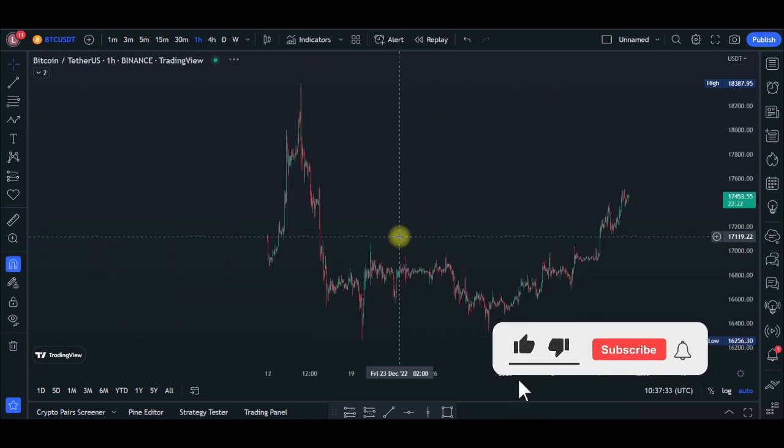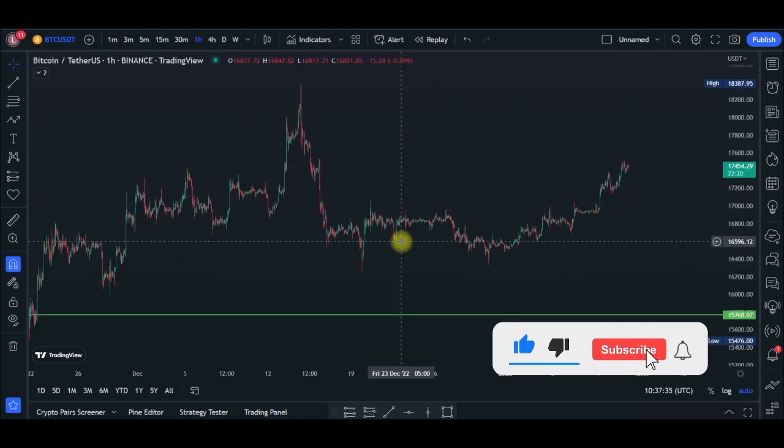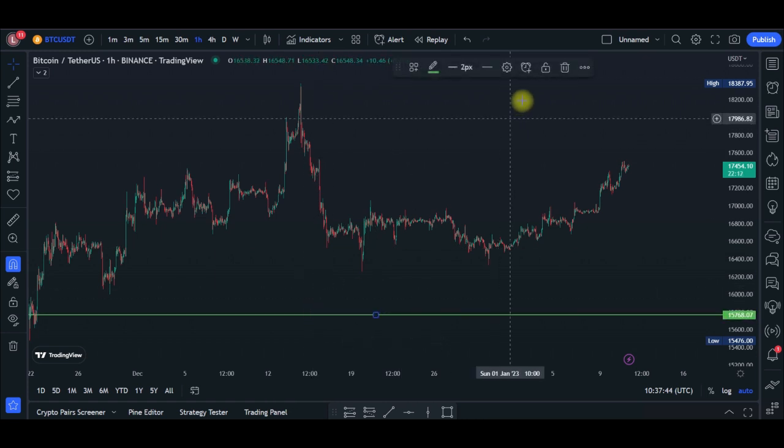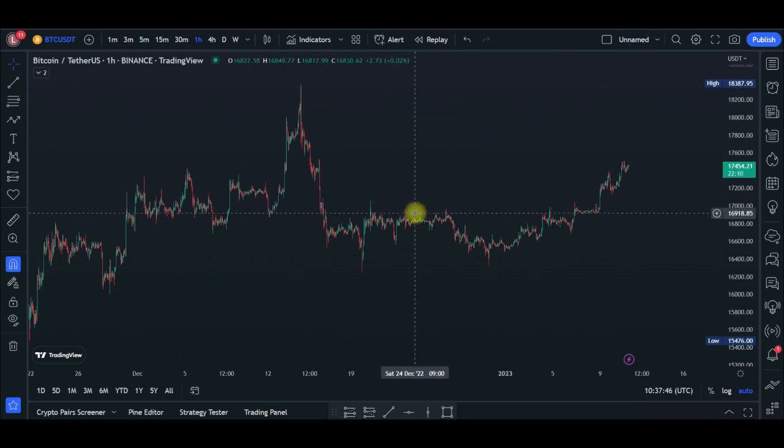Another thing you need to be looking at when it comes to trading is support and resistance levels. These are key points in trading. Every trader works with this, whether those who say they are smart money concept traders, those who say they trade price action, and the rest. Whatever it is, you need to be guided by support and resistance levels.